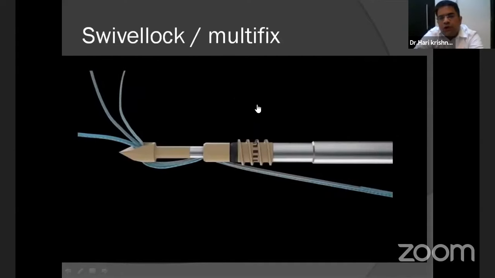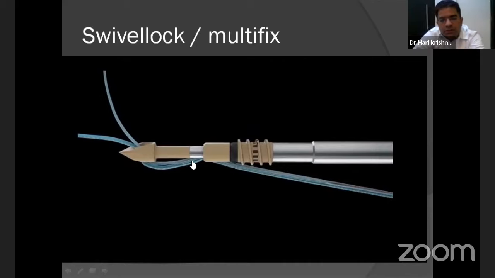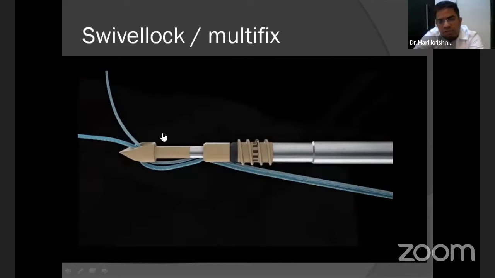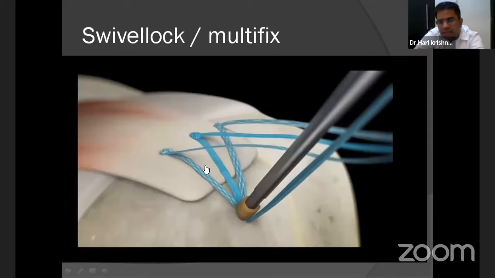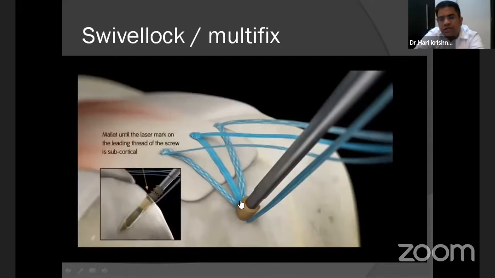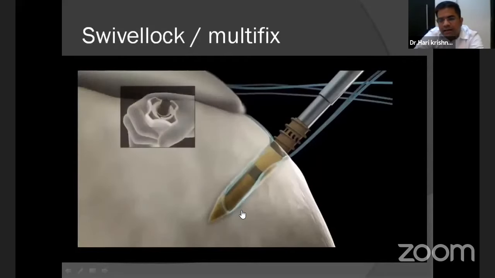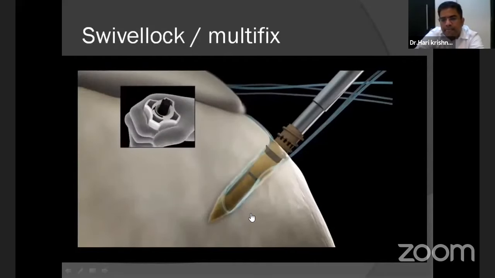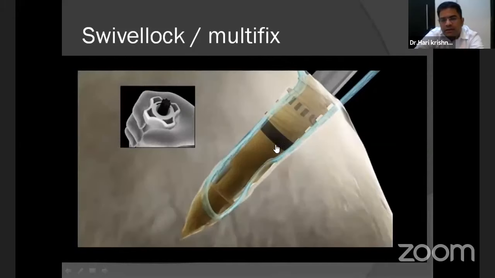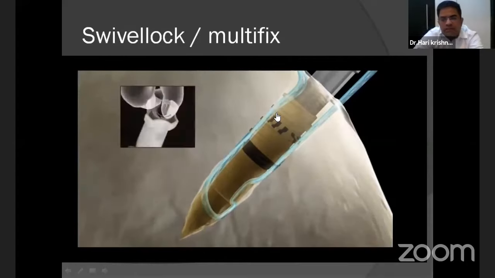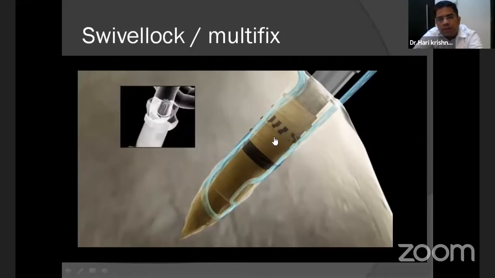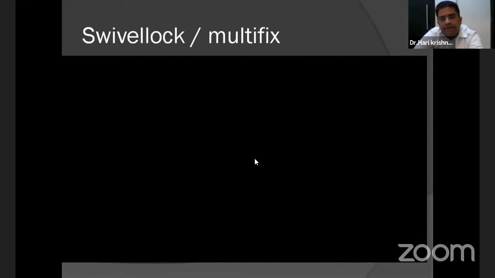So if you want to do a double row repair in shoulder arthroscopy, it is better to use this SwiveLock or multifix device, so that once you take these threads and bury the anchor, there will be one support here as well as one more support on the lateral side on the GT. Once you tighten it, the sutures go inside. We sometimes use these SwiveLock anchors for biceps tenodesis also.